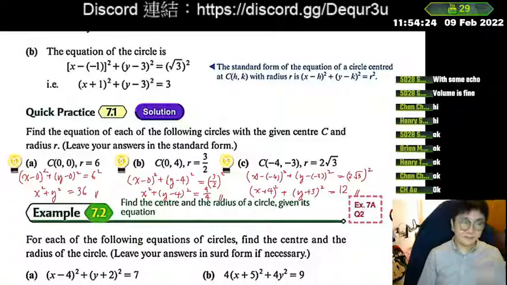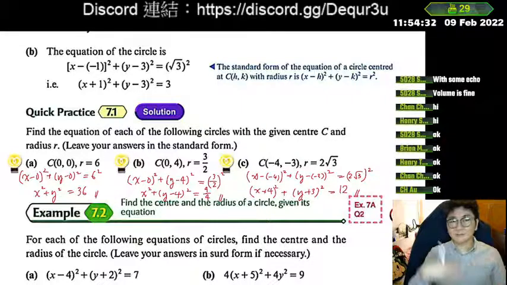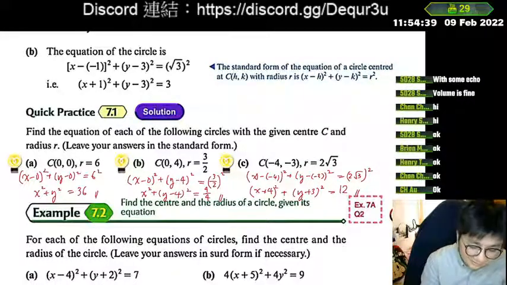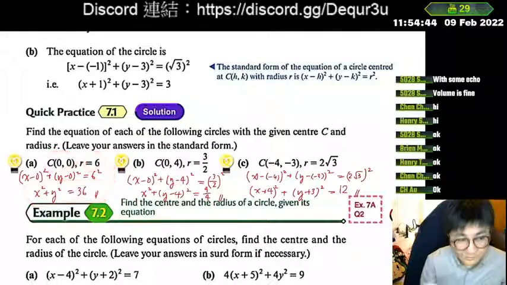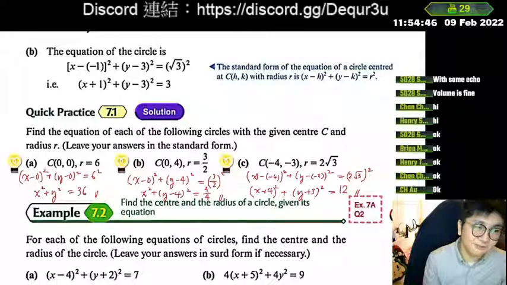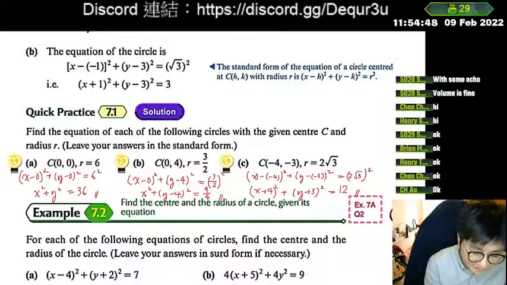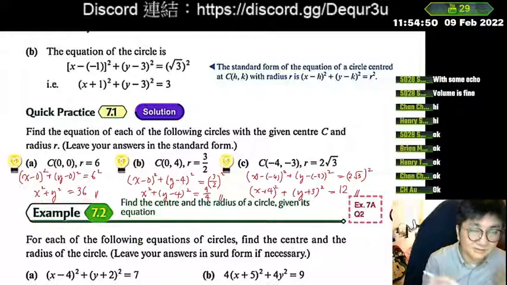Alright, so this is how to write down the equation. And then I think it's not very difficult, therefore we go on to the next kind. The next kind will be we do the reverse. What if you have the equation and you want to get back the important information? That is, we have this equation and we want to get back the center and radius. The process is just reverse. We try to recognize how the equation is in the standard form.